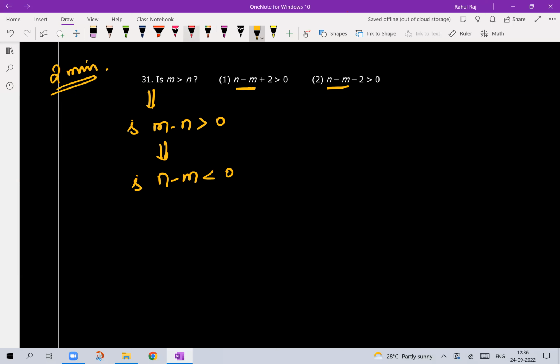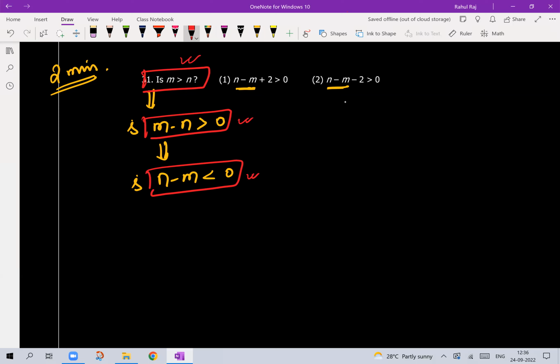See here now. Either you prove this, or this, or this, it's one and the same thing, or not? Don't you feel each statement says directly m greater than n? This is nothing but m is greater than n. This is nothing but m is greater than n. Simple logic. So each question is the same. Each statement is the same itself.